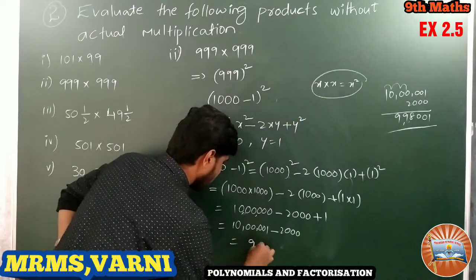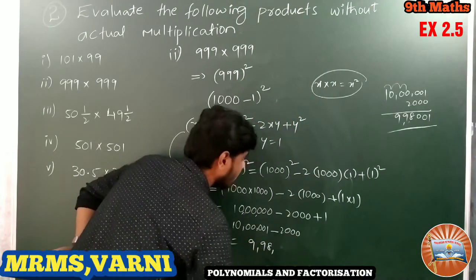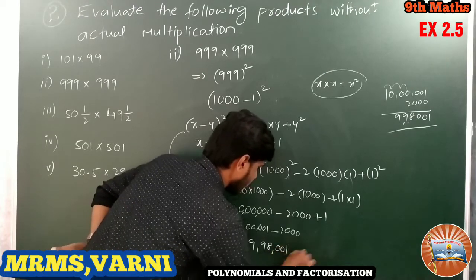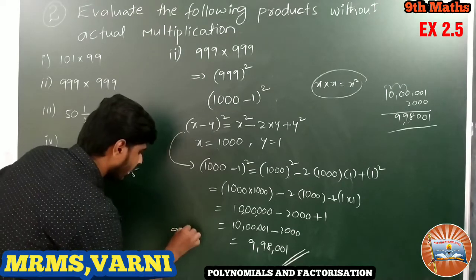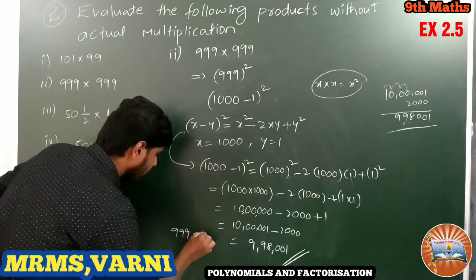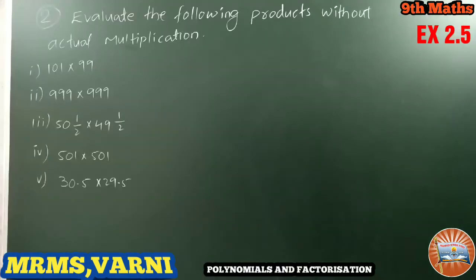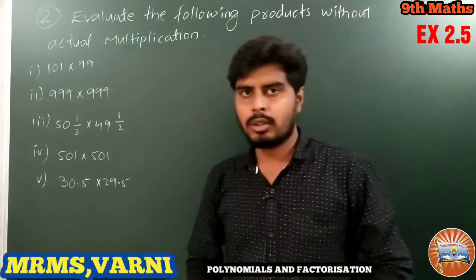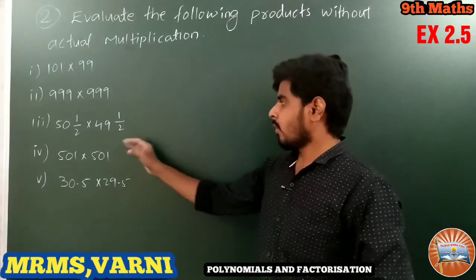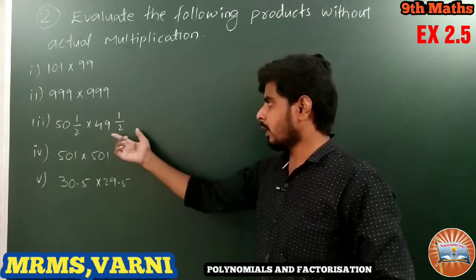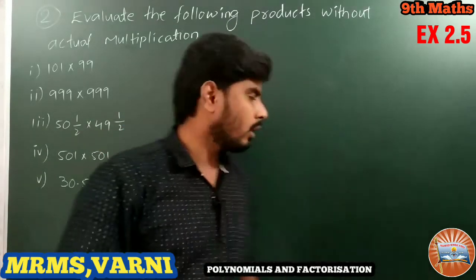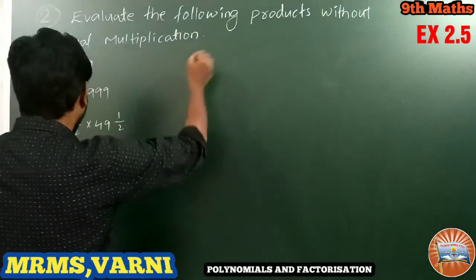So what is the answer? 9 lakhs 98,001 is the product of 999 into 999. Now problem number 3, 50 and half into 49 and half. So you have to find the product without using actual multiplication.